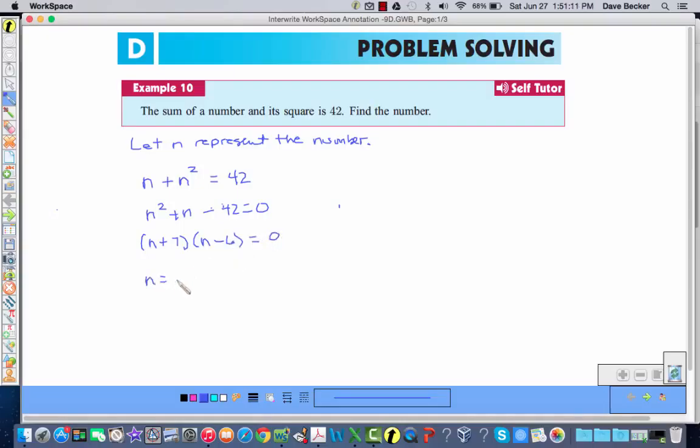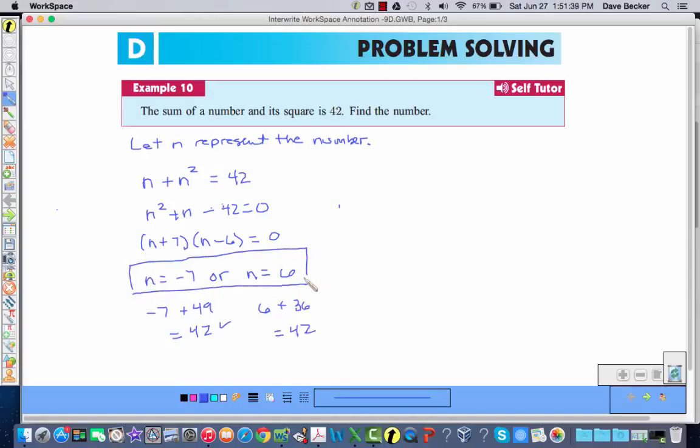So n could equal negative 7 or n could equal 6, right? So I believe we have two solutions, right? Because negative 7 plus 49, that's going to equal 42. Booyah. And 6 plus 36, that also equals 42. So we do indeed have two solutions.